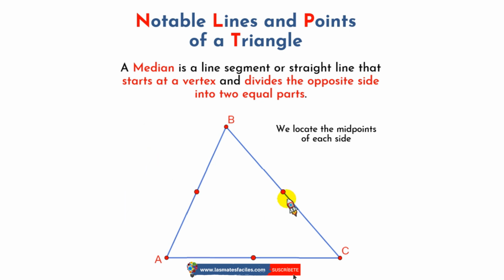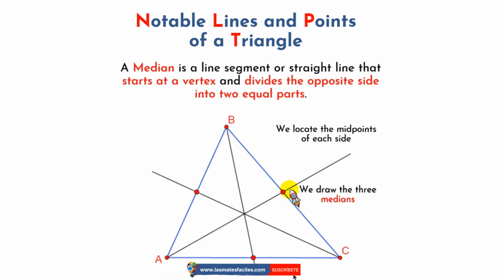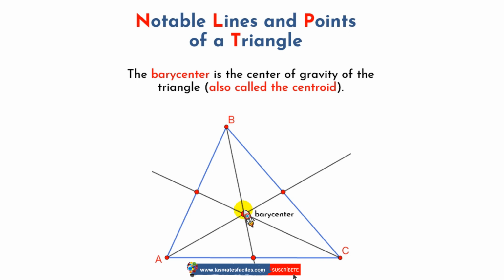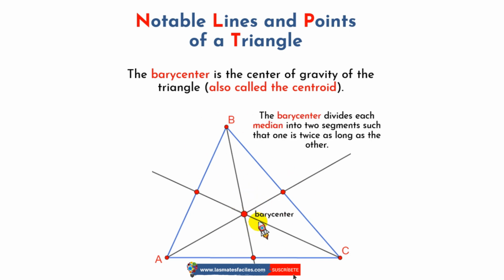Let's do it. The first step is to locate the midpoint of each side. Now, we connect each vertex with the midpoint opposite to it. The point where the 3 medians intersect is called the barycenter or centroid. We can also call it the center of gravity. What is the centroid used for? The centroid determines a point that divides each median into 2 segments. This green line of the median is twice as long as the other part, which is red.